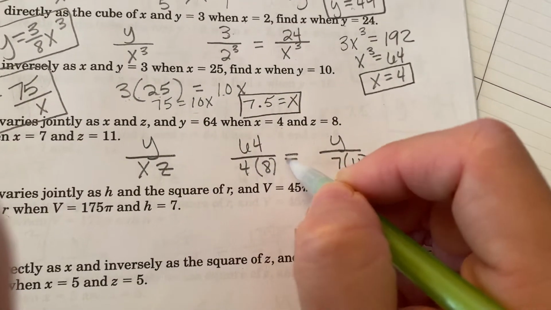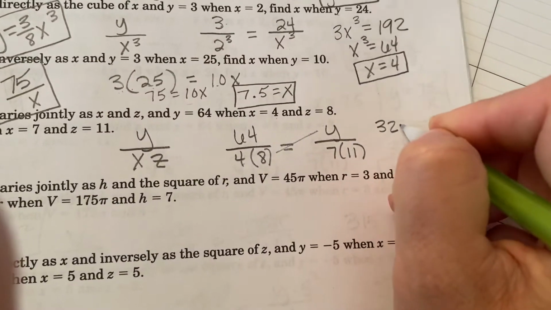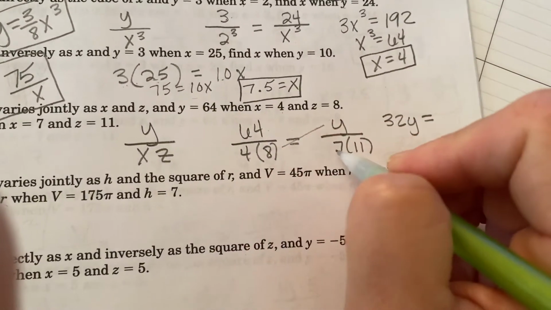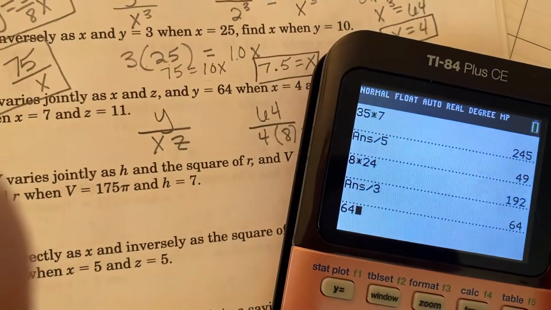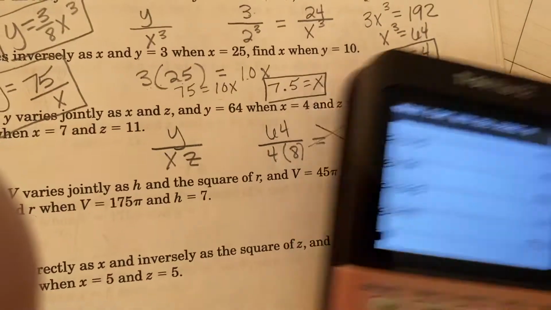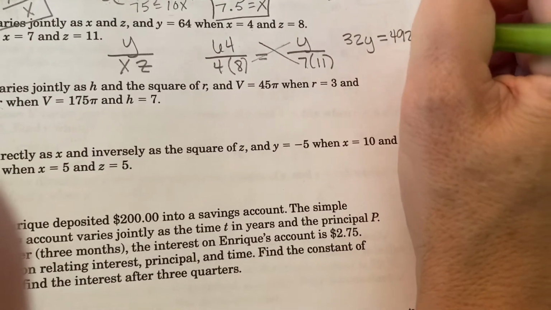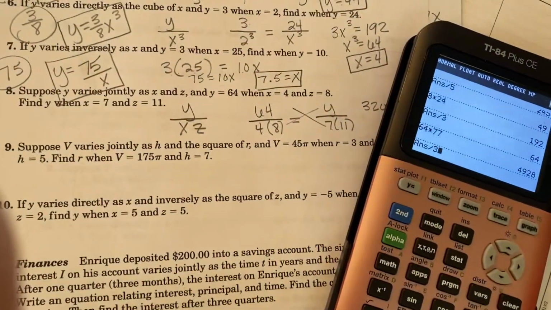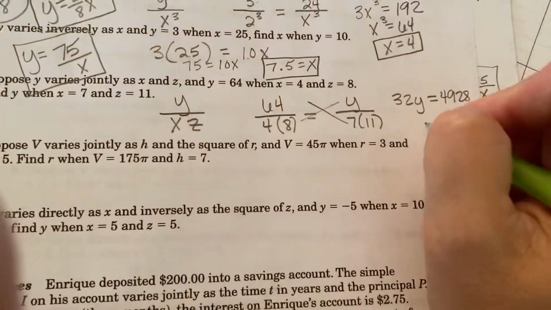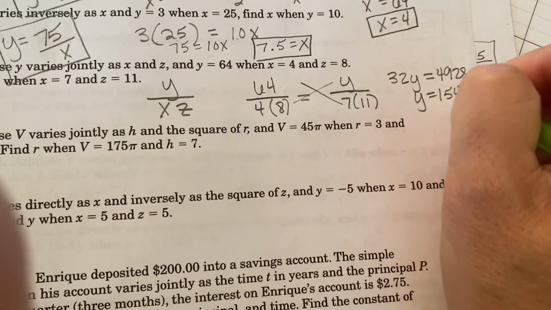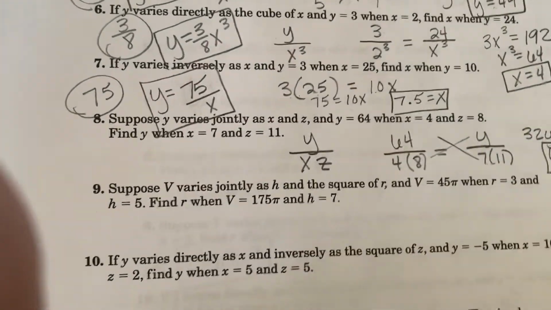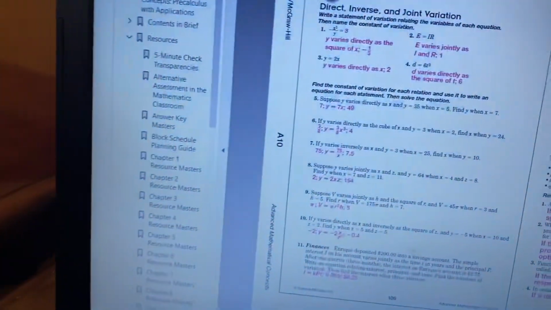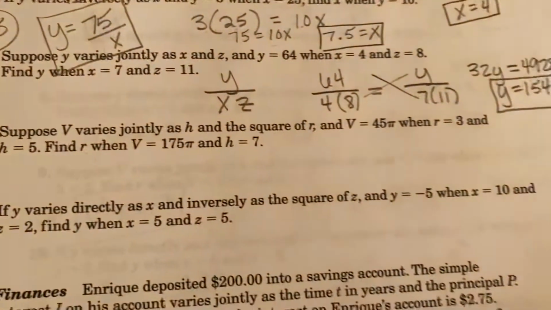4 times 8 is 32, so when you cross multiply, you have 32y. And then you have 64 times 77. Let's see, 64 times 77. You get 4928. Divide by 32. 154. Okay, so that's what I got for that. Let me check that one because that looks like a big number, yep, that's right. I've got the answers right here, so I checked it to make sure. Yeah, that was the right answer for that.